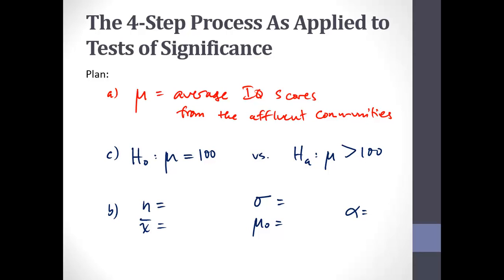So going back to the example and pulling out the important information, the number of people I have in my sample is those 35 residents. The average I get from that sample is 112. We're told the population has a sigma of 15, and we know that we're hypothesizing that mu 0 is 100, which is the mean from the population as a whole. So then finally, what's my significance level that I have here?